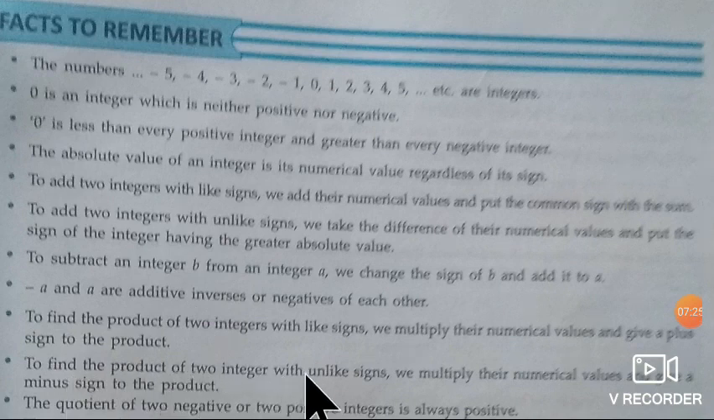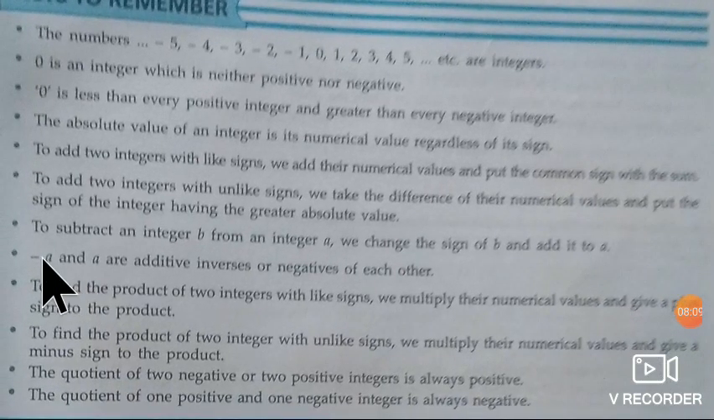To find the product of two integers with unlike signs, we multiply their numerical values and give a minus sign to the product. If we multiply -3 by 2, then first we multiply the absolute values 3 and 2 to get 6 and put the negative sign. The product of two integers with unlike signs always has a negative sign. Next, to find the product of two integers with like signs, the product is always positive, and with unlike signs the product always has a minus sign.